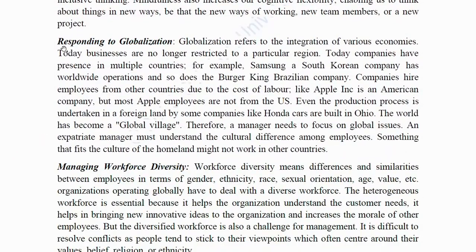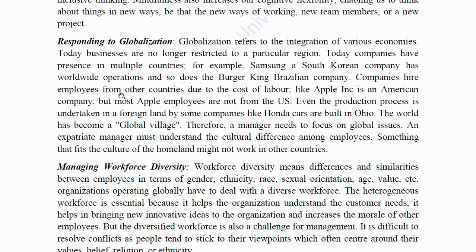Number 3, responding to globalization. Globalization refers to the integration of various economies. Today, businesses are no longer restricted to a particular region. Today, companies have presence in multiple countries. For example, Samsung, a South Korean company, has worldwide operations, and so does the Burger King Brazilian company.